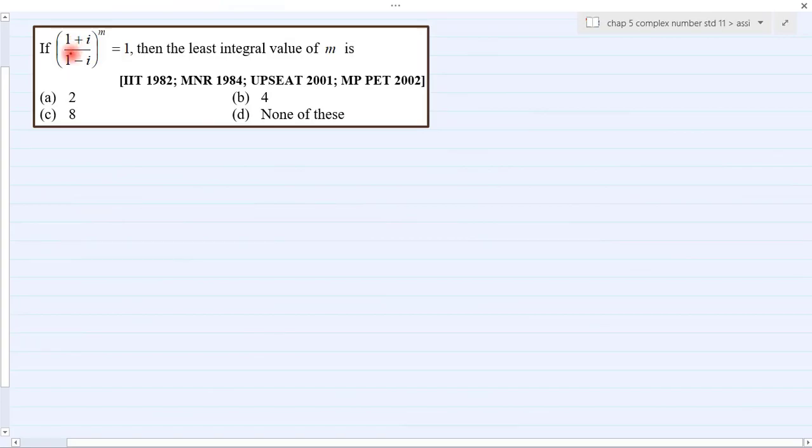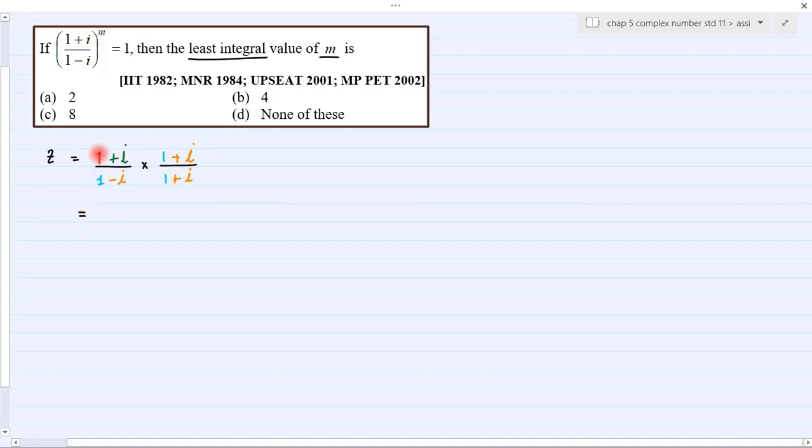Here it is given that 1 plus i upon 1 minus i raised to m is equal to 1. Then we have to find the least integer value of m. So to get the value of m, let's simplify our complex number 1 plus i upon 1 minus i. And for that, we have to multiply and divide by conjugate of the denominator, which is 1 plus i.